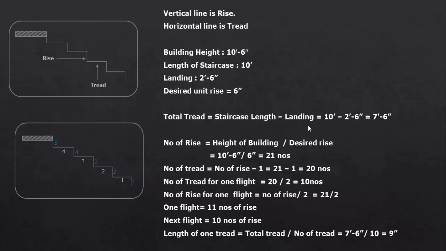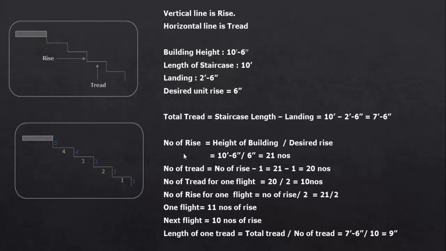So staircase length is 10 feet, minus landing 2 feet 6 inch. So we are getting total tread 7 feet 6 inch.